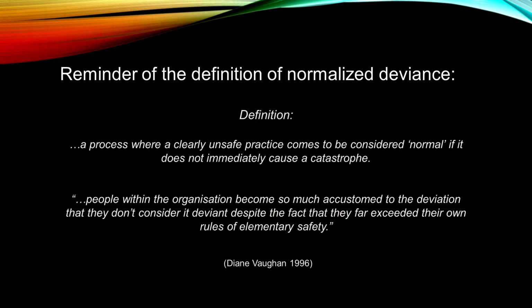How might it apply in skydiving, which is obviously why we're here? Just as a reminder of the definition of normalized deviance: it's a process where a clearly unsafe practice comes to be considered normal if it does not immediately cause a catastrophe. People within an organisation, or in this case a sport, become so accustomed to the deviation that they don't consider it deviant, despite the fact that they far exceed their own rules of elementary safety.